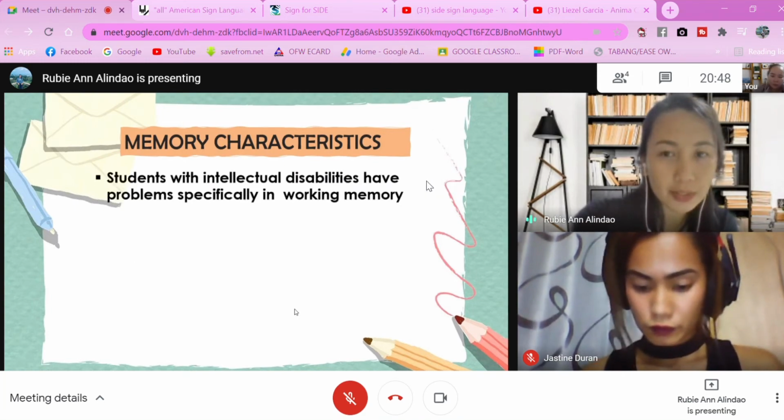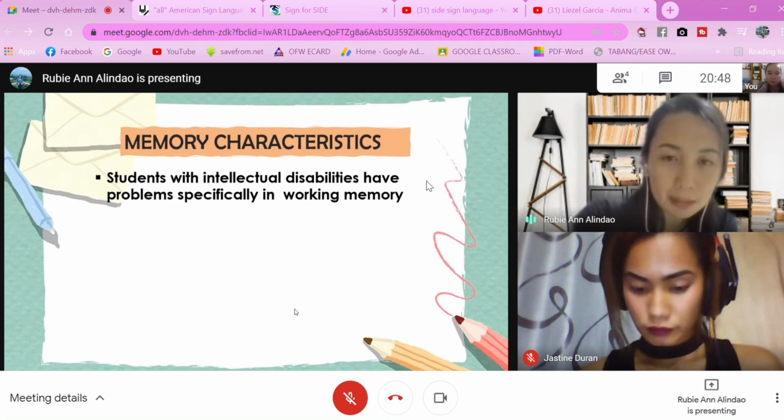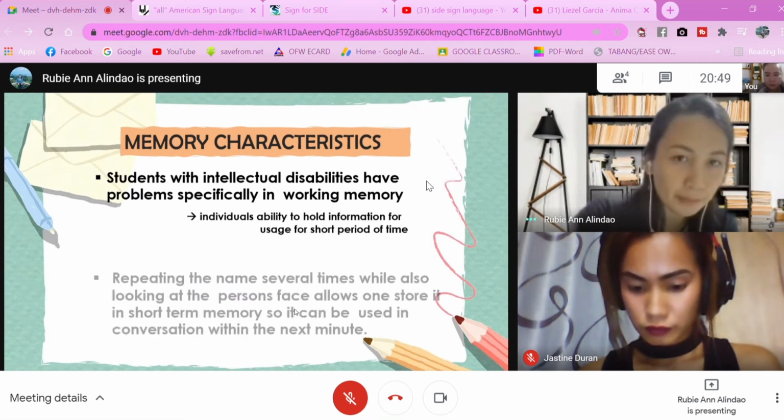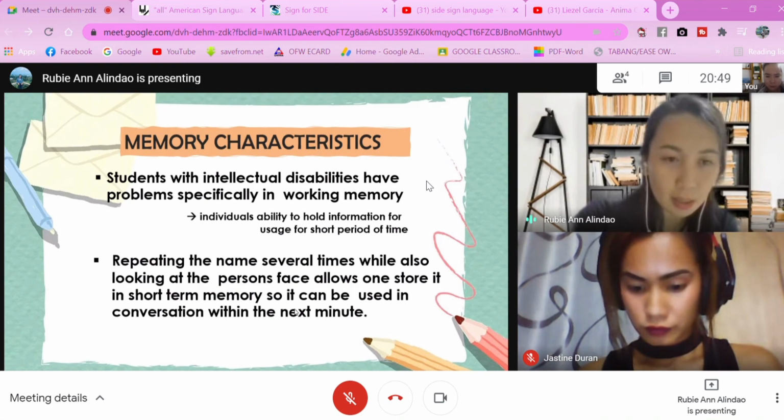Next, students with intellectual disabilities have problems specifically in working memory. So what do we mean by that? It is the individual's ability to hold information for use for a short period of time. Next memory characteristic: repeating the name several times while also looking at the person's face allows one to store it in short-term memory so it can be used in conversation within the next minute.